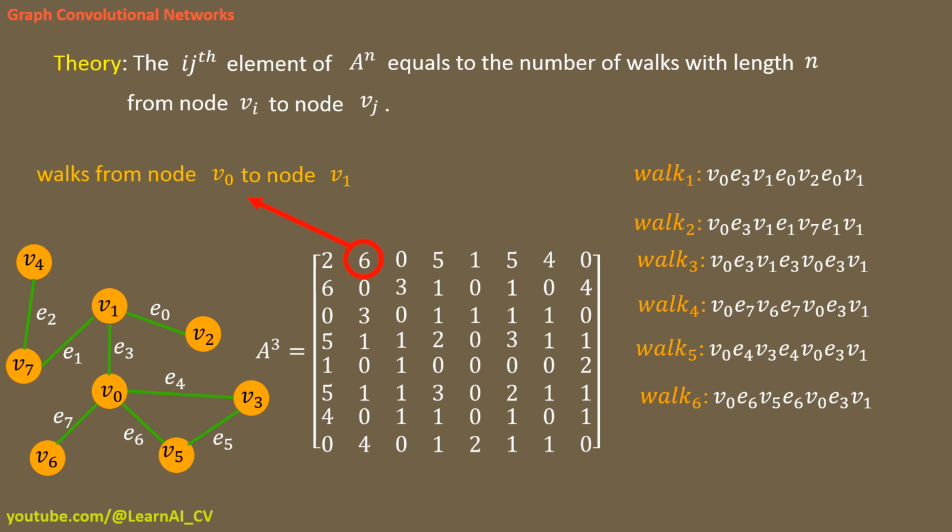In this figure, we compute the adjacency matrix to the power of 3. The element in the first row and the second column shows the number of walks from node V0 to the node V1 with length 3. You see the list of walks on the right side.